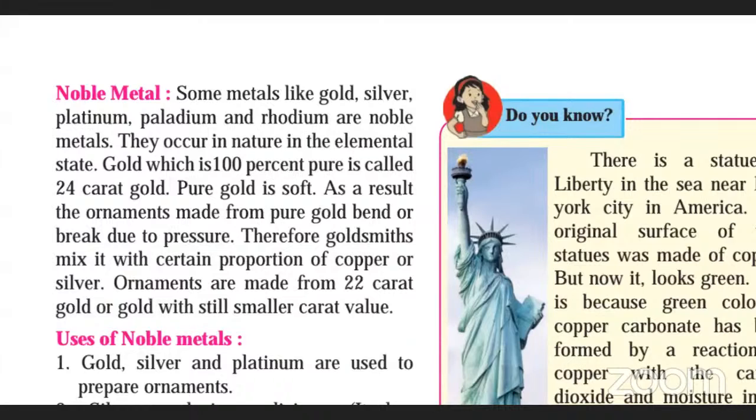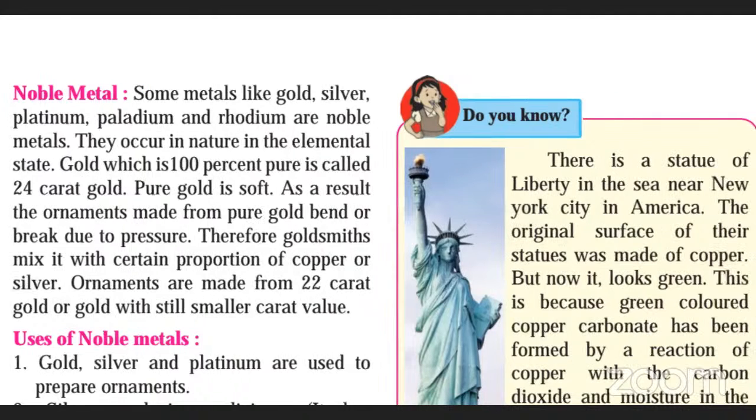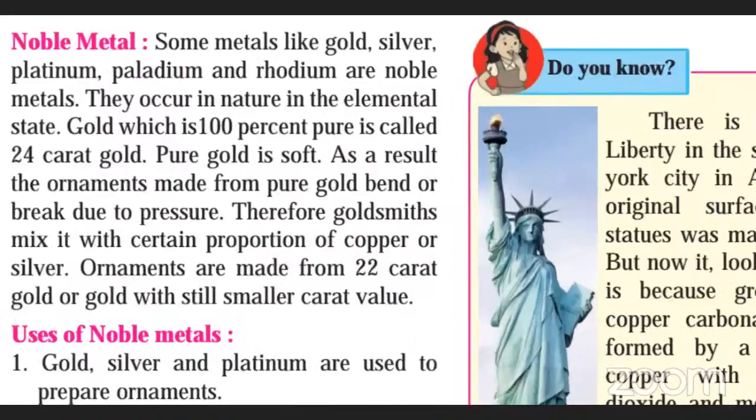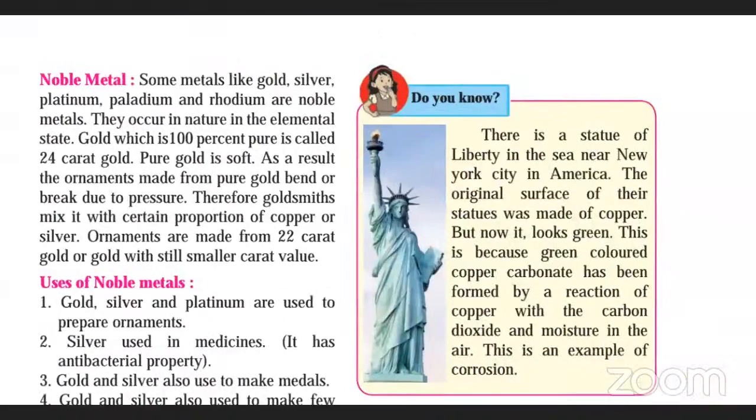So what are the metals which are given here? Metals like gold, silver, platinum, palladium and rhodium. These are said to be noble metals because they do not react with other elements. They occur in nature in the elemental state. Other metals are not obtained in the pure state. They are always obtained in the combined state.